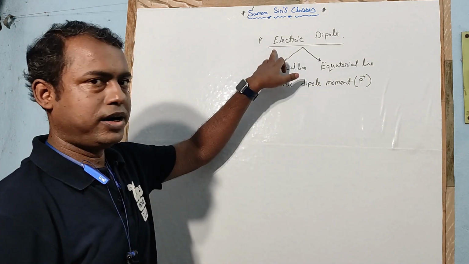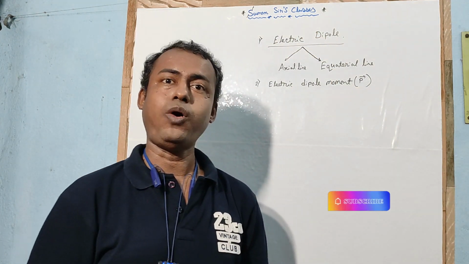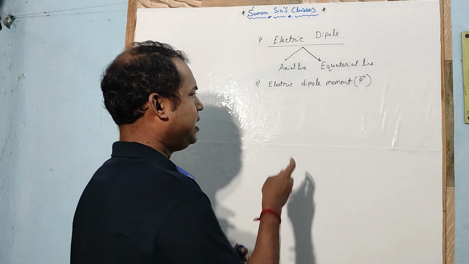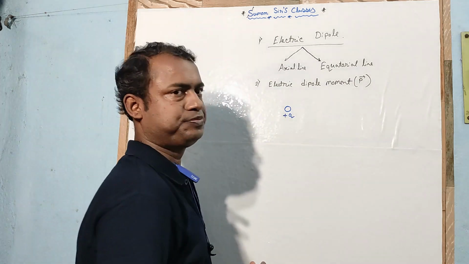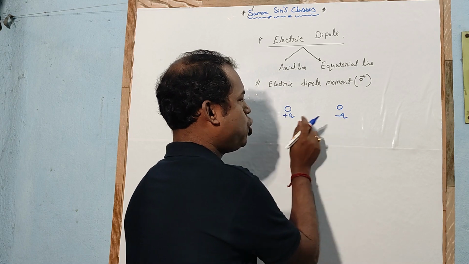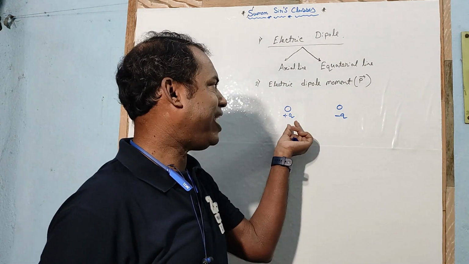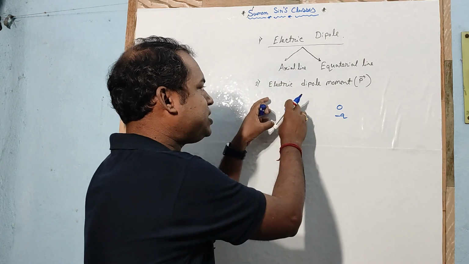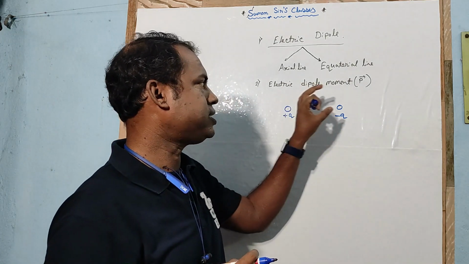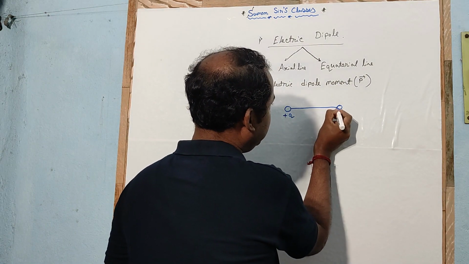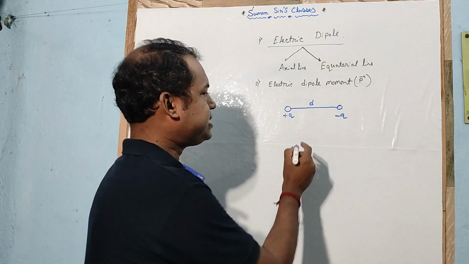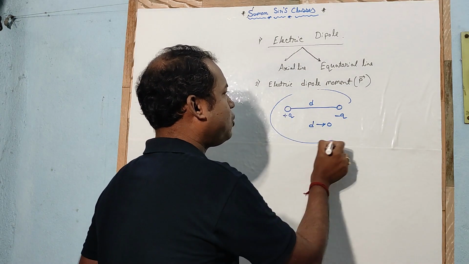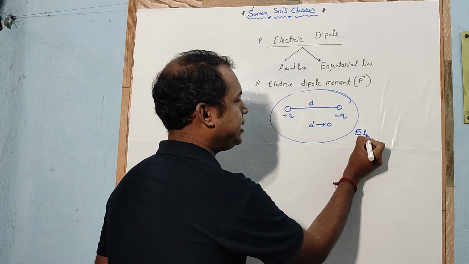So first, the electric dipole. The first question that arises in your mind is, what is an electric dipole? We consider a positive charge, plus Q, and another charge, minus Q. The value of the two charges remains the same, both are Q, only one is positive and one is negative. If the distance between them is considered D, and this distance tends to 0, then this configuration is called the electric dipole.